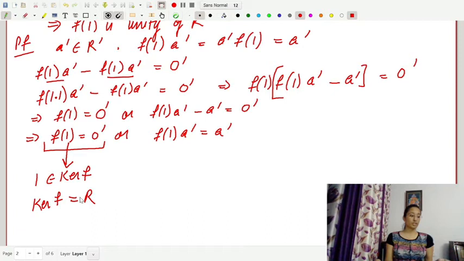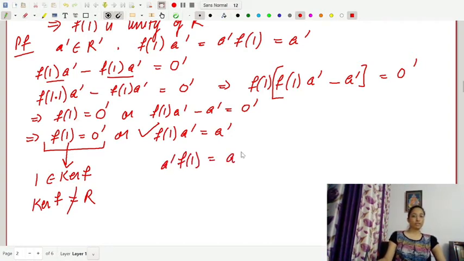प्रॉब्लम में ये स्टेटमेंट दे रखी है कि kernel of f should be not equal to R, so this case तो possible नहीं होगा. Hence this case is true which we need to show basically. Similarly we can show that a dash f of 1 is equal to a dash.